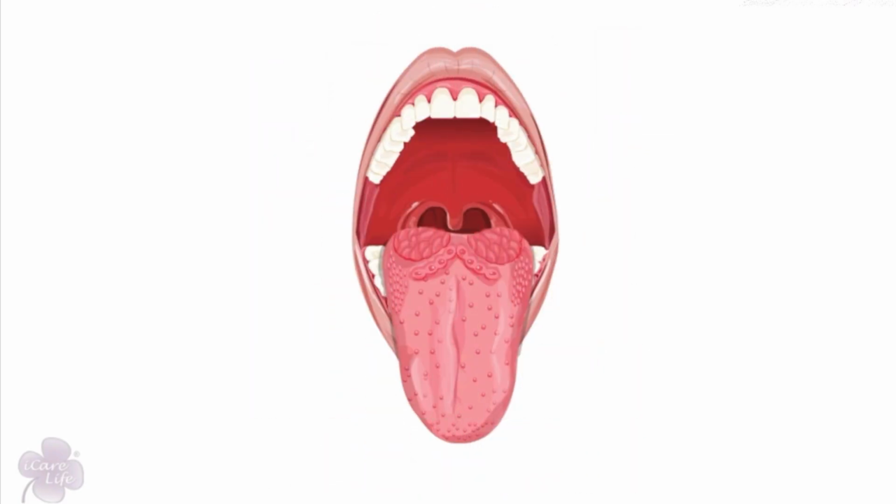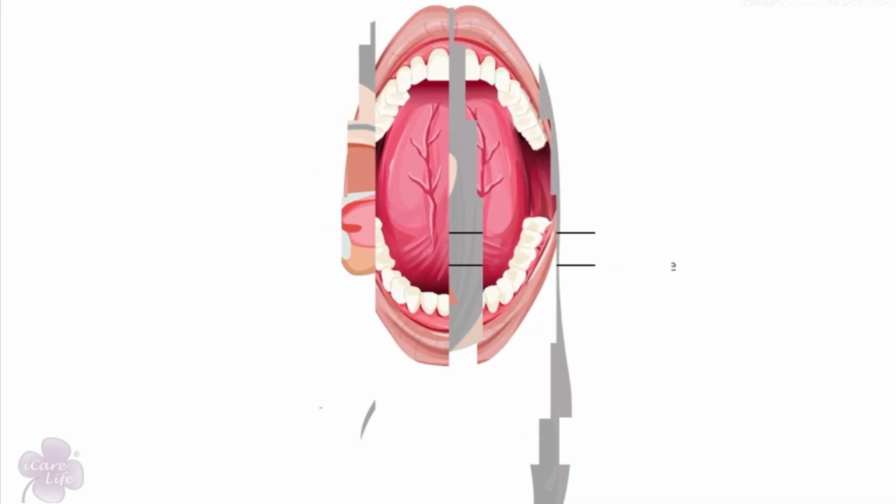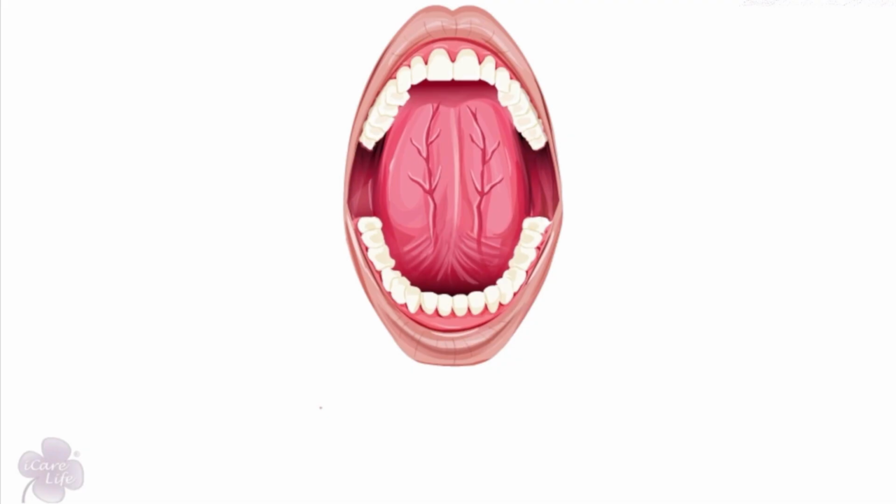Let us now look at the structure of the tongue. The tongue is made of muscles and is covered with moist pink tissue called mucosa. The tongue is attached to the hyoid bone in the throat at the back of the mouth. A thin layer of tissue, the frenulum, connects the tongue to the bottom of the mouth. This is how the tongue receives the blood supply.